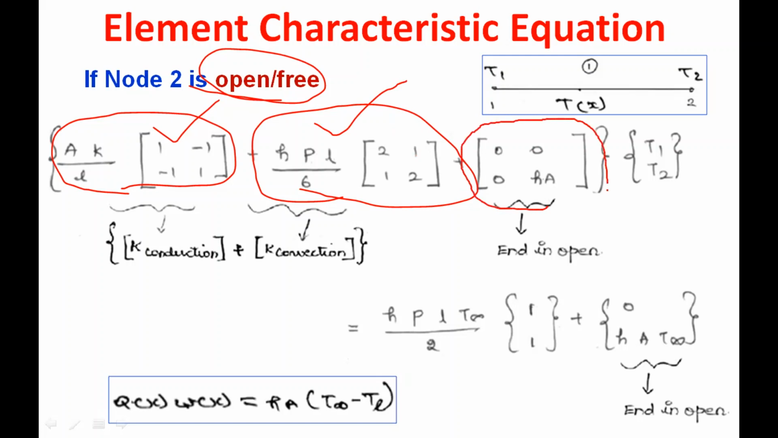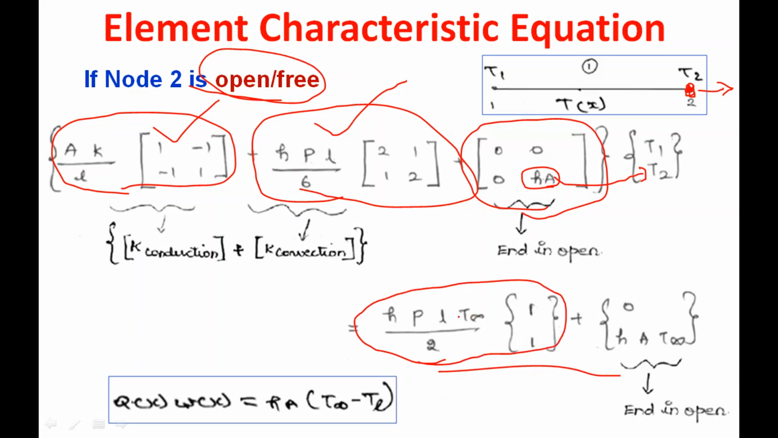Here we have a third part because this end is open to atmosphere, so there is convection through this free end. That convection is accounted for here as 0 0 0 HA. This HA is taken only for node 2, and it will be multiplied with T2. On the right hand side thermal load, this HPL T infinity by 2 is the thermal load due to surface convection. Then this part, 0 HA T infinity, is the thermal load due to free end convection.